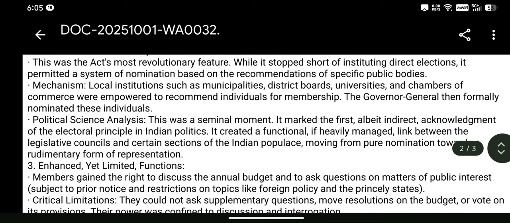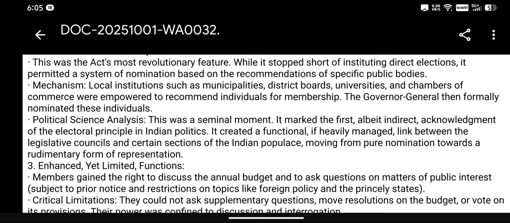Political science analysis: this was a seminal moment. It marked the first, albeit indirect, acknowledgement of the electoral principle in Indian politics. It created a functional, if heavily managed, link between the Legislative Council and certain sections of the Indian populace, moving from pure nomination towards a rudimentary form of representation.